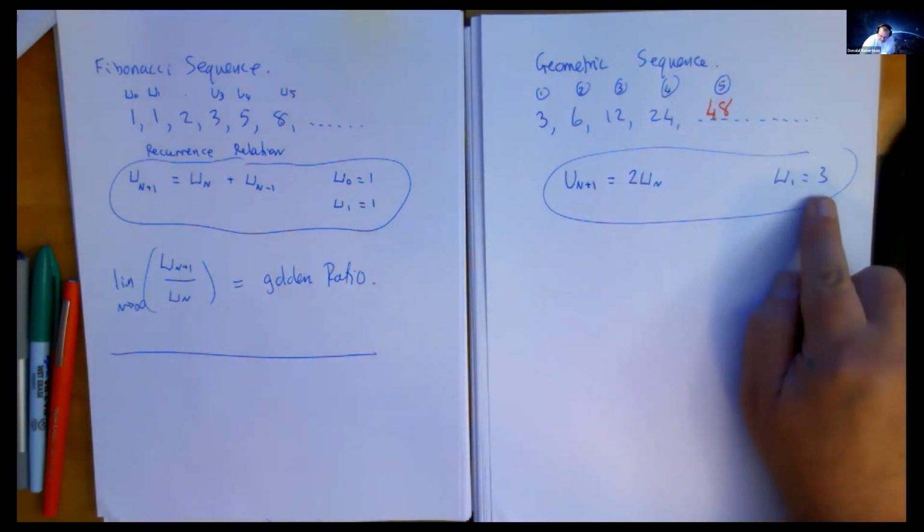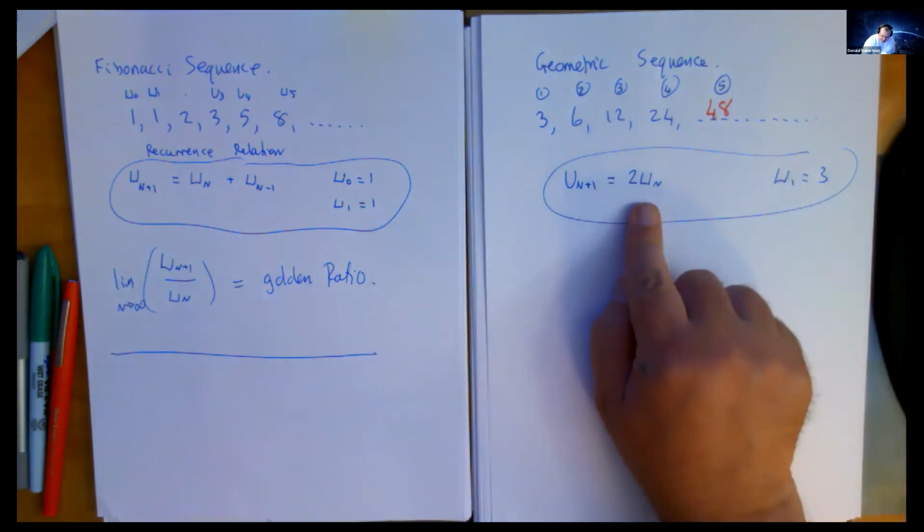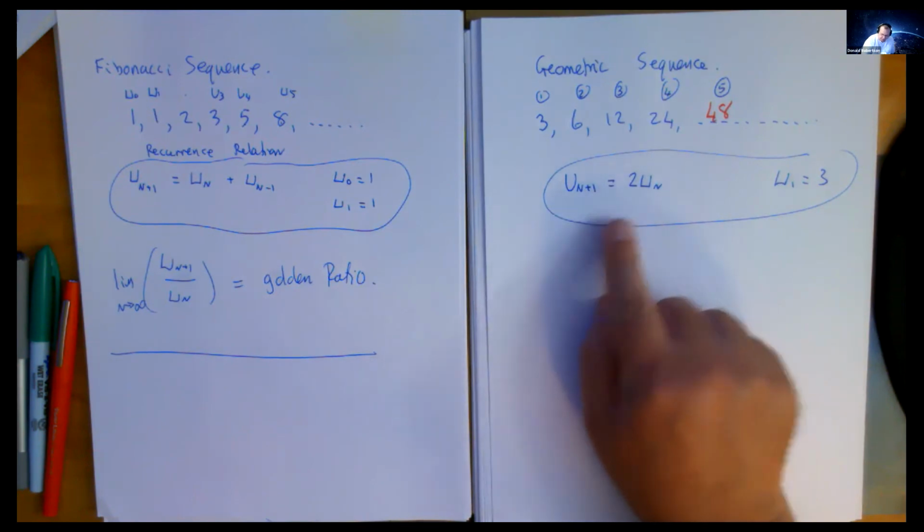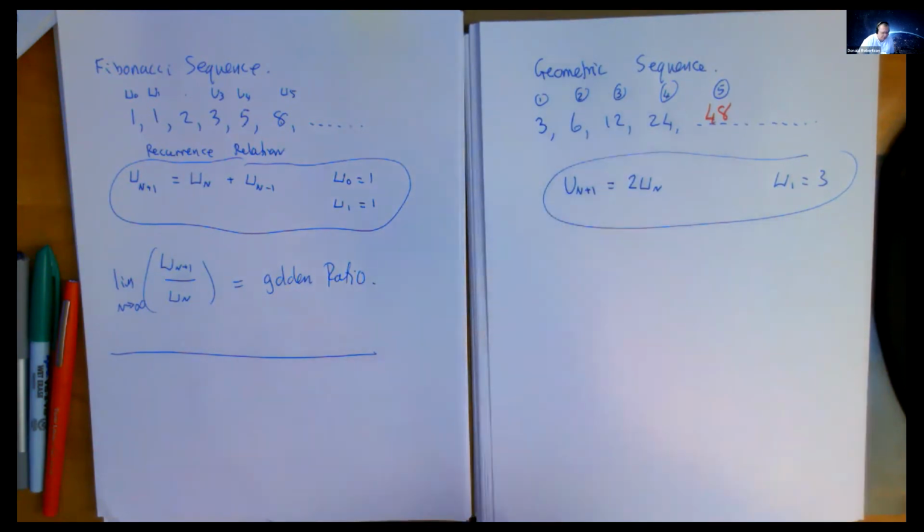Basically would say, start at 3. If you want the next number, double it. If you want the next number, double what that is. If you want the next number, double it.